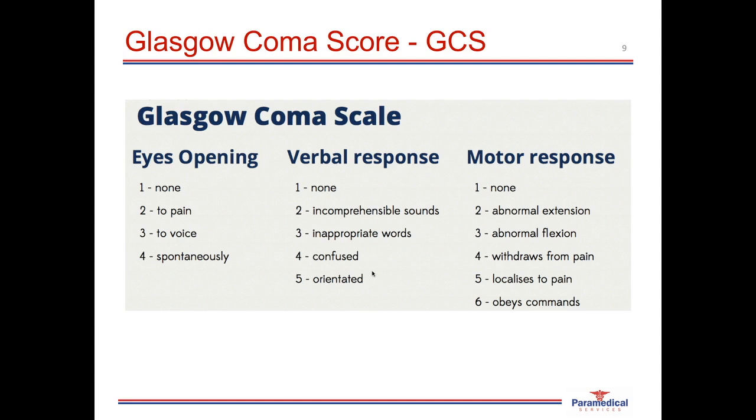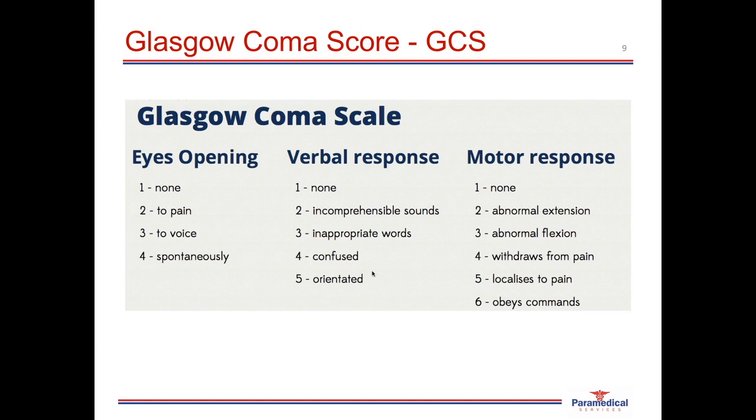The next category is the verbal response. The patient would score 5 if they were completely orientated to time and place. If the patient was confused, then they would score 4. If they were using inappropriate words, for example, if you asked the patient what the date is today and they started talking about a cake recipe, something completely unrelated to what you were asking about, they would score a 3. If the patient had incomprehensible sounds, so mumbling, moaning, and groaning, but not actually forming proper words or sentences, they would get a score of 2. And if there was no verbal response, they would obtain a score of 1.